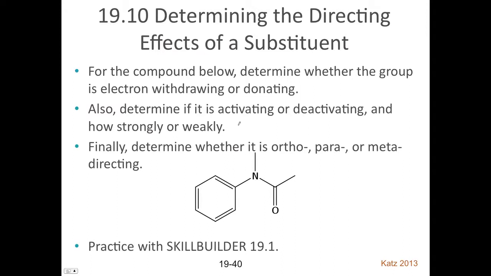Okay. For the compound below, determine whether the group is electron withdrawing or donating. Also determine if it's activating or deactivating and how strongly or weakly. Finally, determine if it is ortho, para, or meta directing. Okay? So, this guy here has a lone pair on it. That means you can dump electron density into the ring right there. And you also have some alkyl groups over here, but you also have the ability to do some cross-conjugation. So according to this, what would this amide group be? Is it ortho, para, or meta directing?